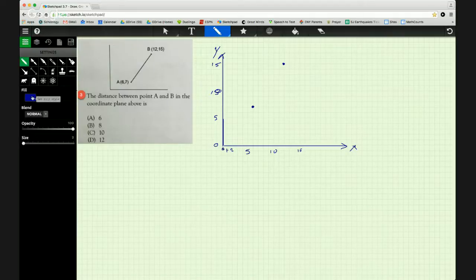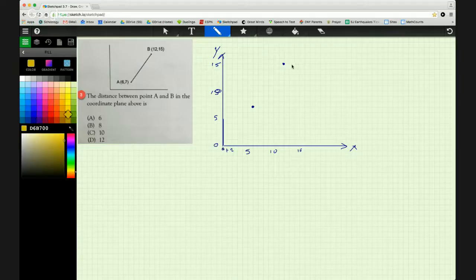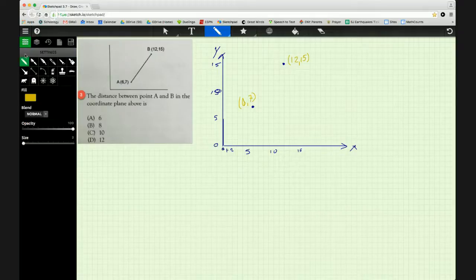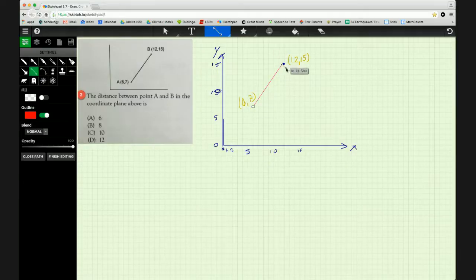Let me make them in a different color, and make them big. 12, 15, and 6, 7. And you want to know what the distance is between these 2 points. So we can actually do a line. So we have our line here, and that's the distance that we're looking to find.